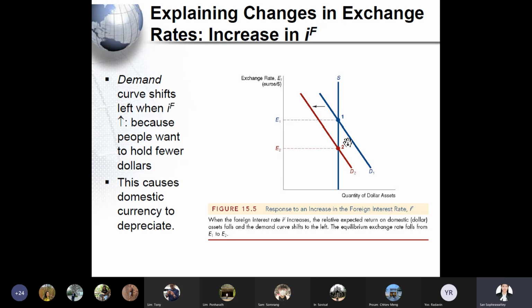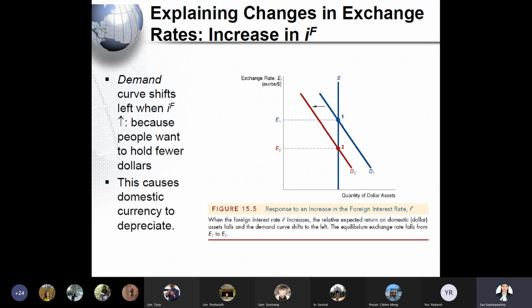And so the question is why it depreciates. For example, take the US and Europe here. Now the Euro area raises the interest rate, so investors have to make a choice.